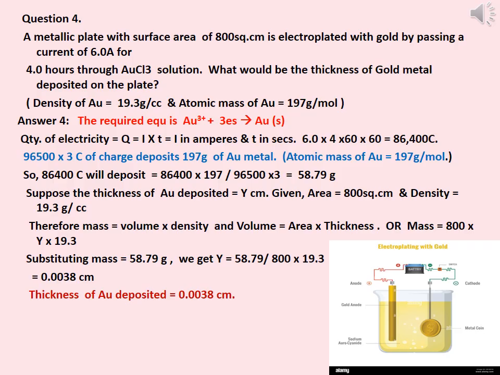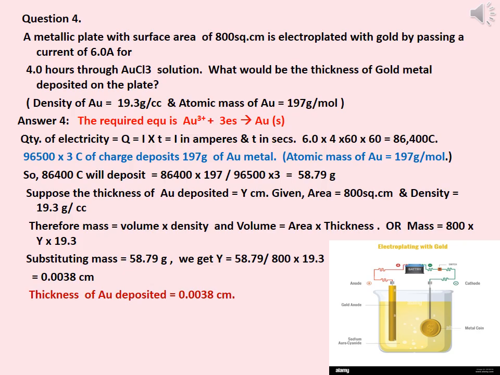Quantity of electricity Q is equal to I into T. Q is in coulombs. Q coulombs is equal to current I in amperes into time T in seconds. Converting 4 hours into seconds, 4 into 60 into 60. We get therefore Q is equal to 6 into 4 into 60 into 60, which is 86,400 coulombs.